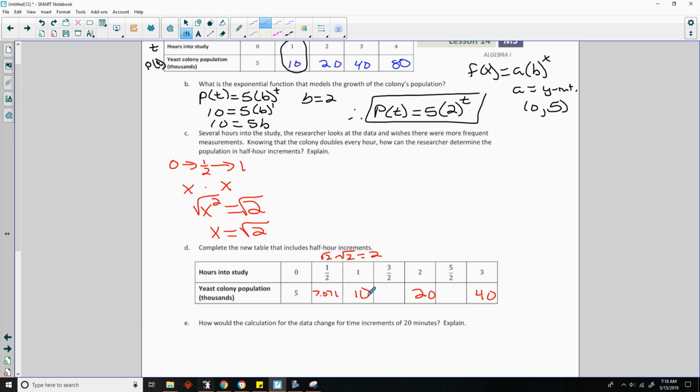It's not half of 10, or halfway between 5 and 10, which would be 7.5. It's not quite that. But if I multiply 5 times the square root of 2, I get 7.071. Now if I multiply 5 by the square root of 2 times the square root of 2, which is 2, I get 10. So to get this one, I have to multiply by 3 square root 2's, and I'd have to multiply these by 4 square root 2's.